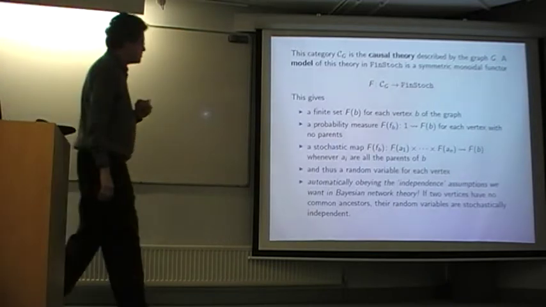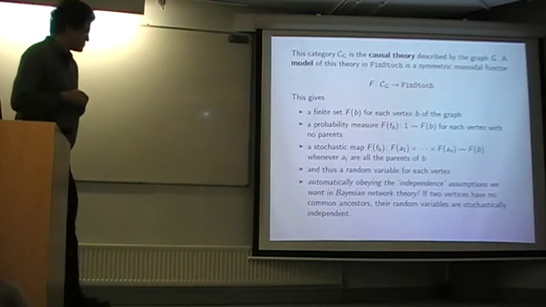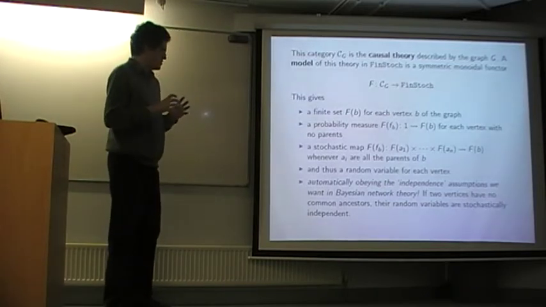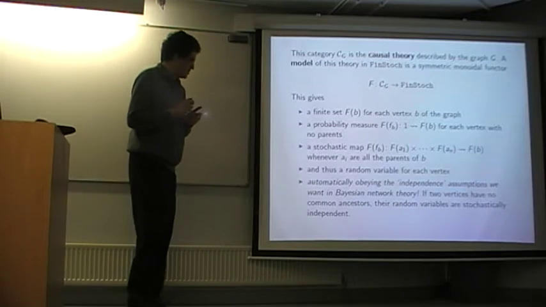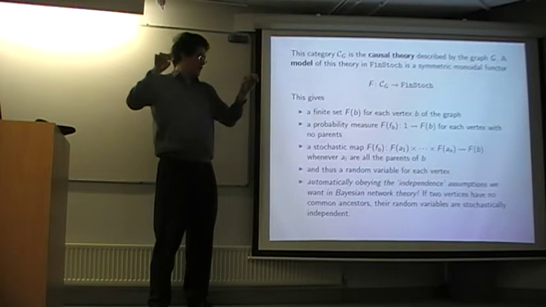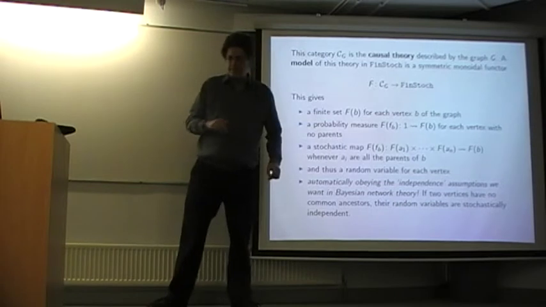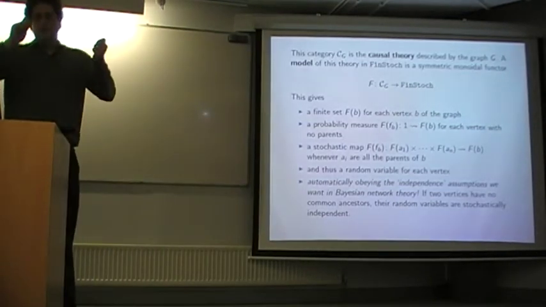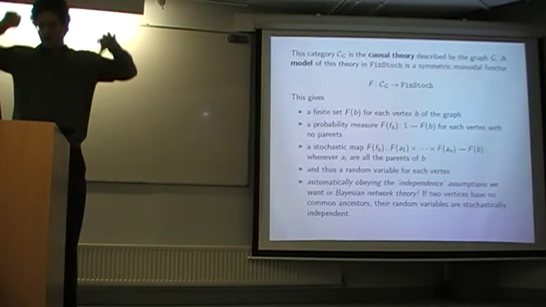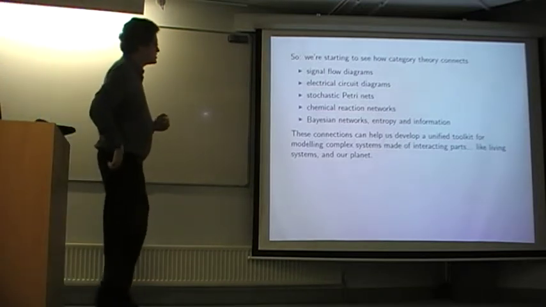And in particular, just automatically from this abstract nonsense, these random variables will automatically obey the kind of independence assumptions that people want in their Bayesian networks. So in other words, if two vertices have no ancestors in common, their random variables will be independent. They'll be what's called stochastically independent. So the idea is that the only dependencies arise from common causes.